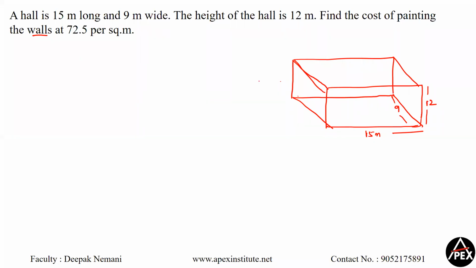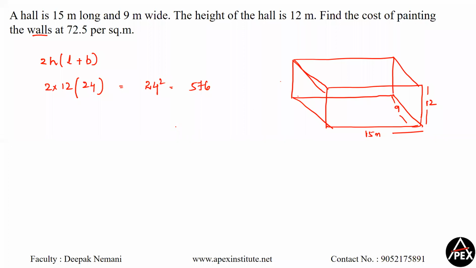This is in the form of a cuboid. So lateral surface area is 2h into L plus B. So 2 into h is 12, length L is 15, and this is 9, so 24. So 2 into 12 into 24. This is 24 square, so this is 576.